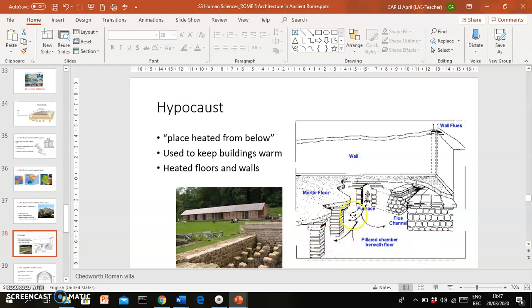The heat coming from the furnace would come in and heat up the floor. And also along the wall, you would have vents or holes that go up along the wall so that the walls are also heated. Okay, they also warm up. So you have wall flues there, these small vents. So the floor became warm as well as the walls. Great invention.